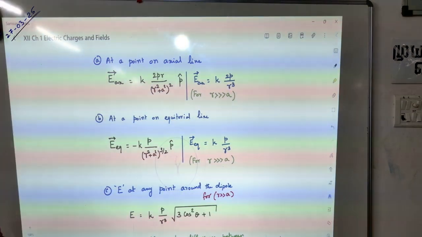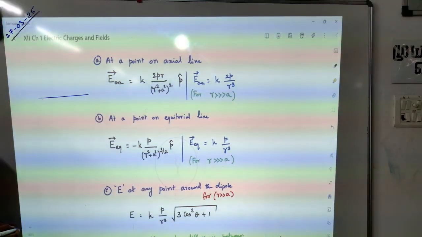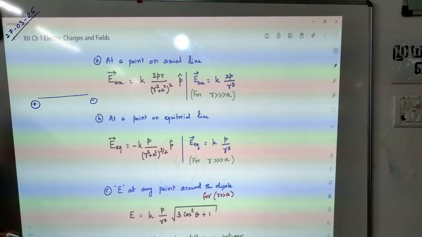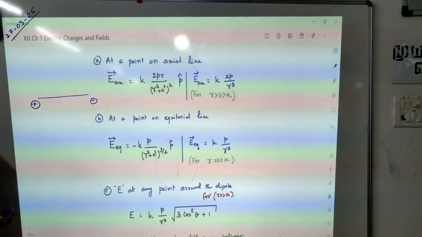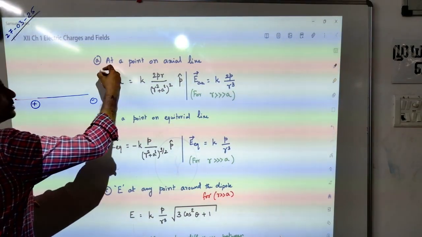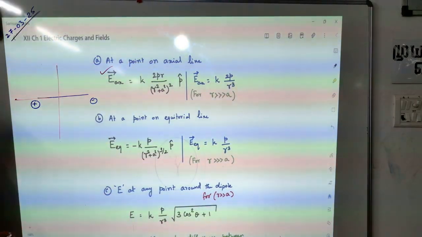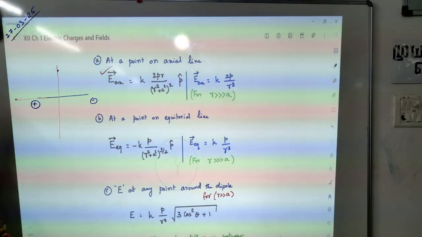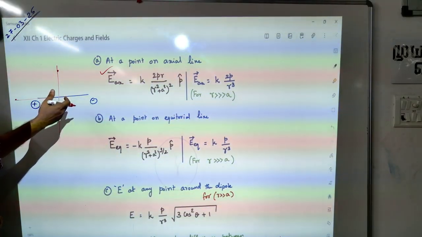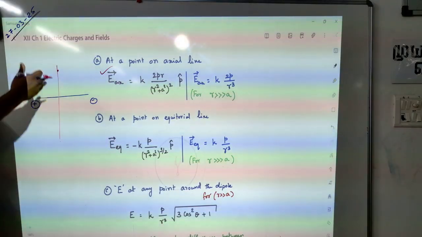See, for example, children, watch the board. I took a dipole last time. I marked this as plus charge and minus charge, and I tried to calculate a point on the axial line, for which I got this equation. Later, I drew a line perpendicularly and marked a point on this. Then I tried calculating the electric field at this point. So this is called the electric field on the equatorial line.